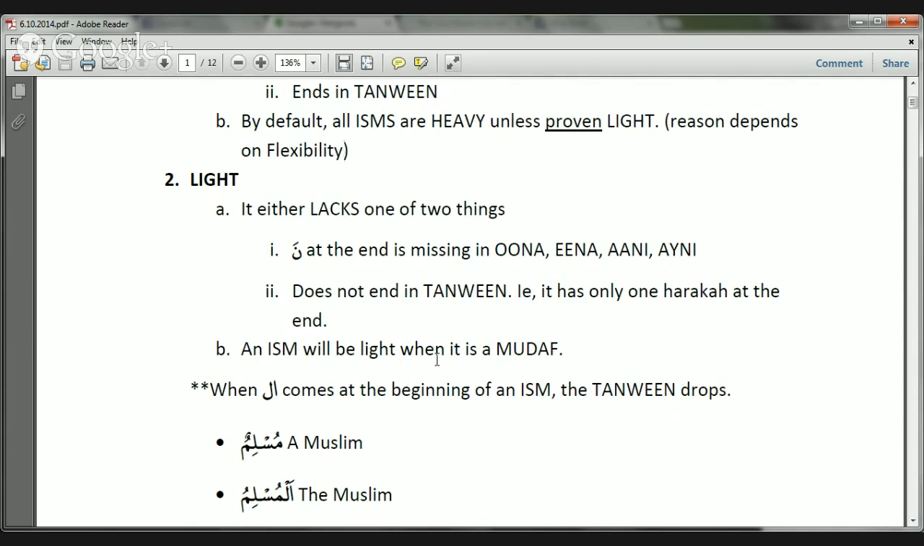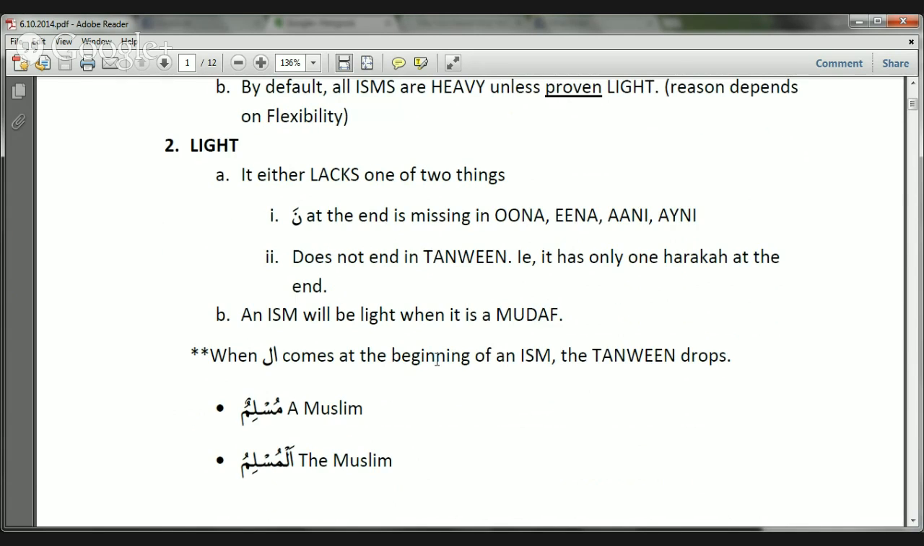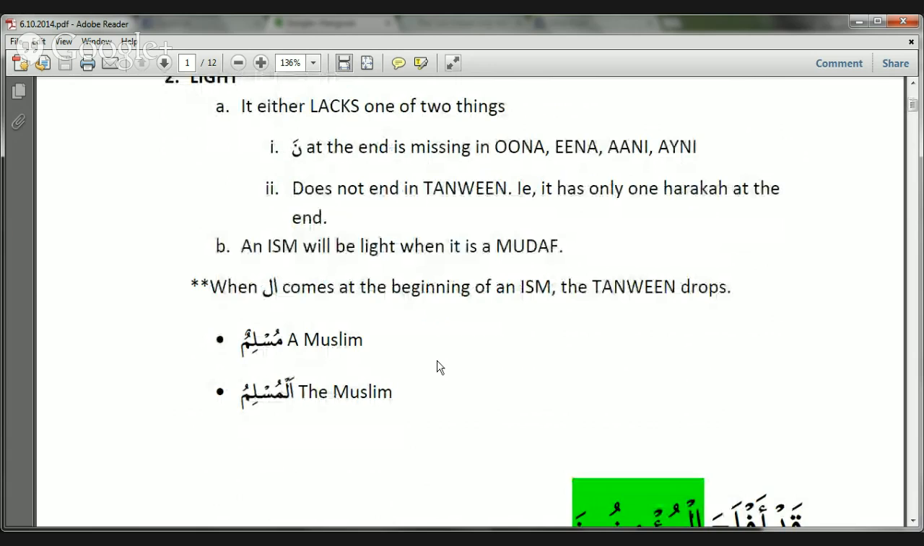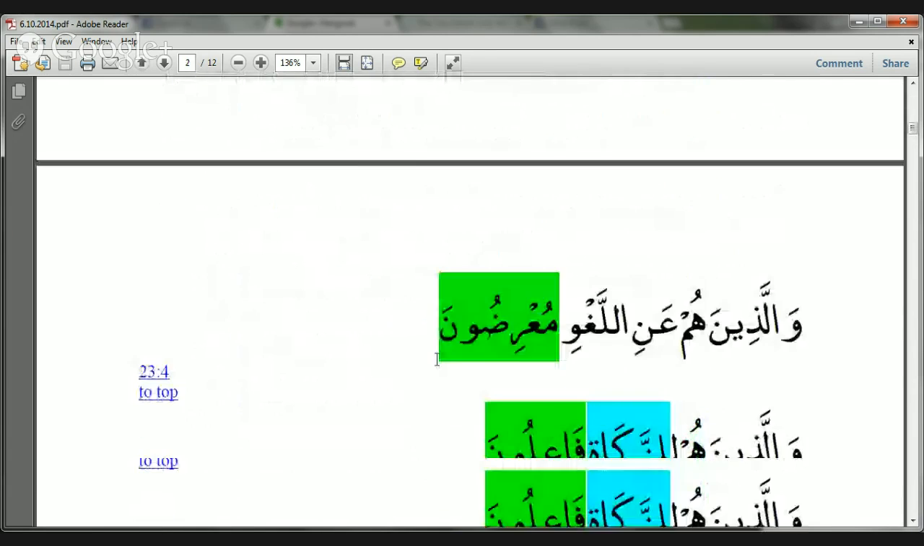And then we also said that an ism will be light when it is mudaf. We don't know what mudaf means yet. And also, when alif lam comes at the beginning of an ism, the tanween drops. So muslimun, if I add an alif lam, becomes al-muslimu. I did some Quranic examples.